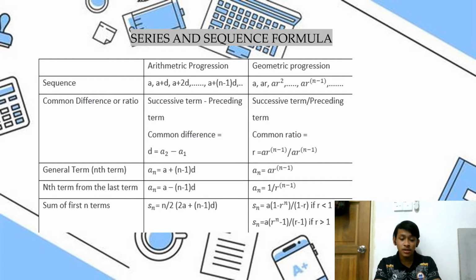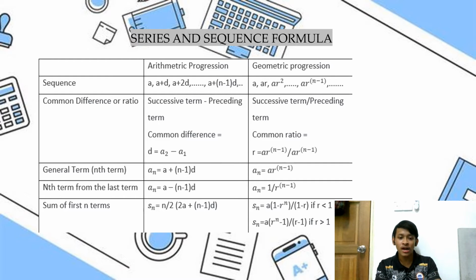Last but not least, I want to share the sequence and series formulas. Here we have a equal to the first term, d equal to the common difference, r equal to the common ratio, and n equal to the position of the term. The sequence of an arithmetic progression is a, a plus d, a plus 2d, until we get a plus n minus 1 times d. For geometric progression, we have a, ar, ar power of 2, until we get ar power of n minus 1.